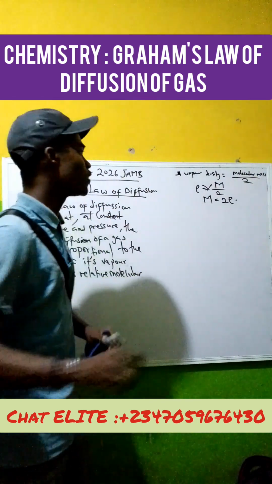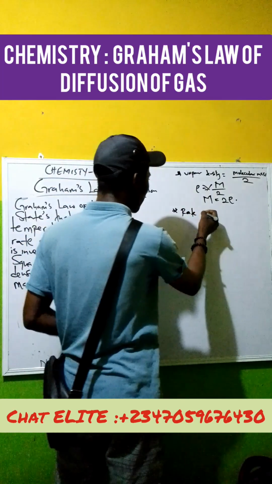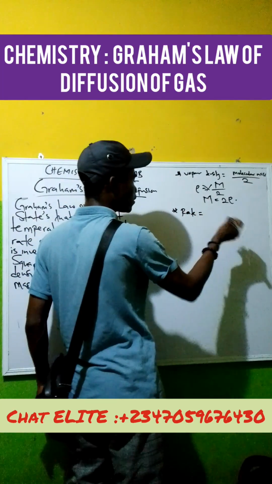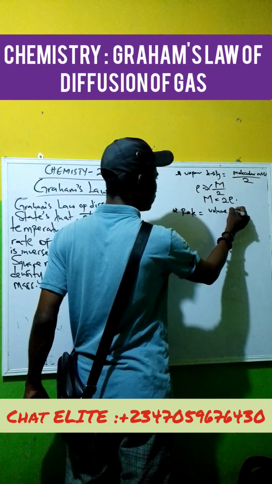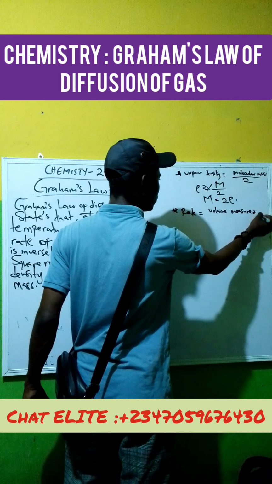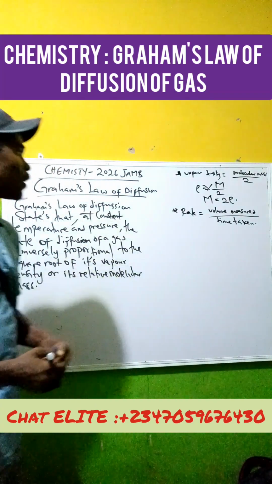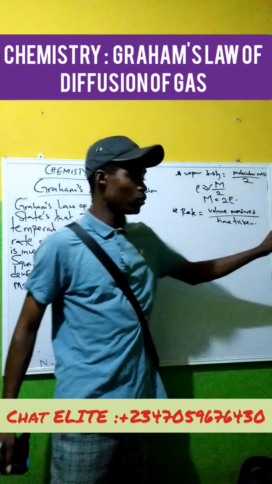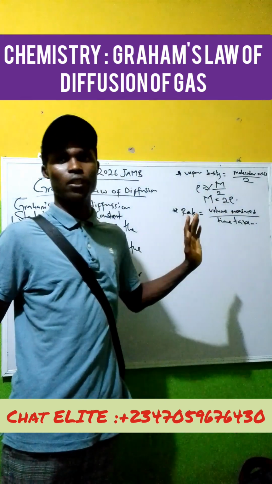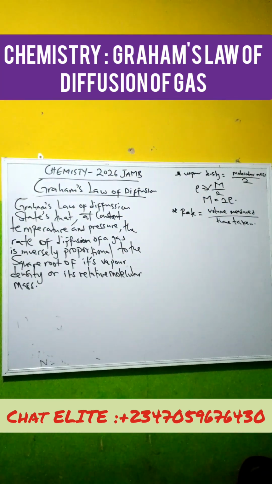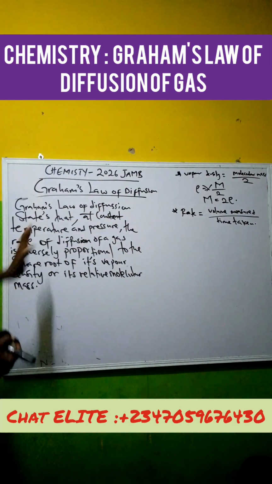Also take note that when we are talking about rate of diffusion, the rate of diffusion formula is given as volume measured over time taken. Take note of this formula. Vapor density is molecular mass over 2, while rate of diffusion is volume measured over time taken. Okay? So I think this is clear now. So take note of this. Now I am going to be proving this.